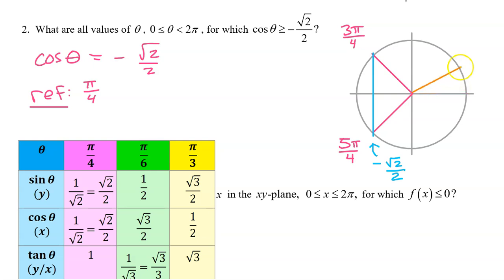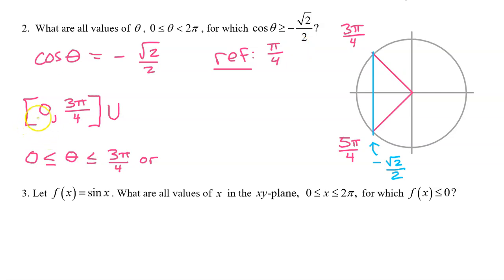The horizontal displacement continues to be greater than negative radical 2 over 2, all the way until I get to 3 pi over 4. 3 pi over 4 is still a solution because at 3 pi over 4, the horizontal displacement is equal to negative radical 2 over 2. We do want to know where cosine is greater than or equal to negative radical 2 over 2. So that is one set of solutions, from 0 to 3 pi over 4, including 0 and 3 pi over 4.